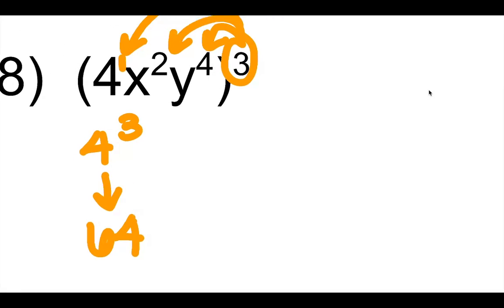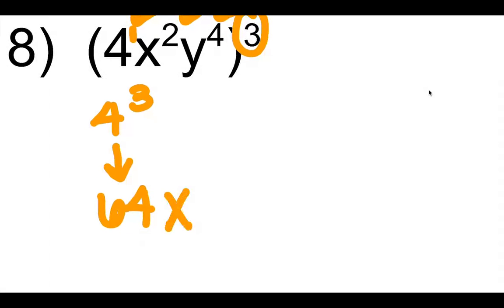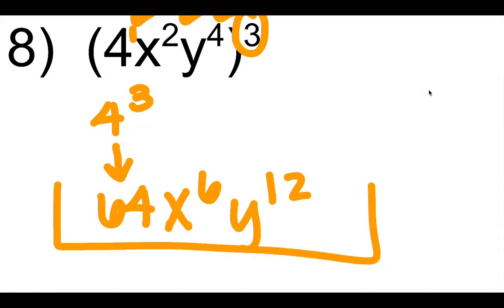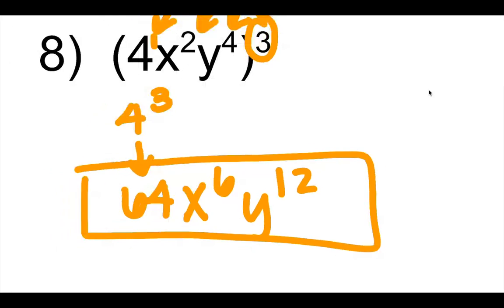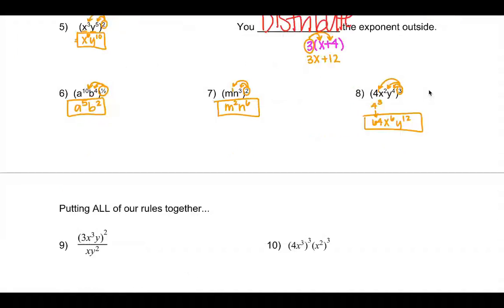Then I continue on. I've got x, and 2 times 3 is 6, and I've got y, 4 times 3 is 12. Ta-da! So treat it just like it. It's got to get multiplied out.